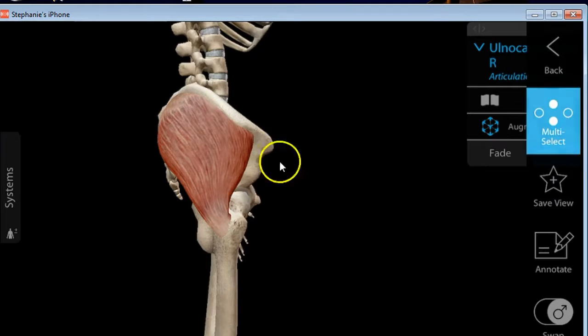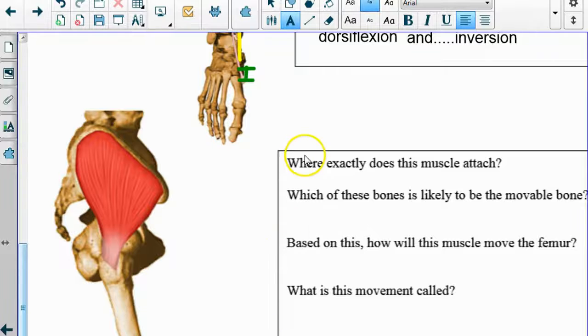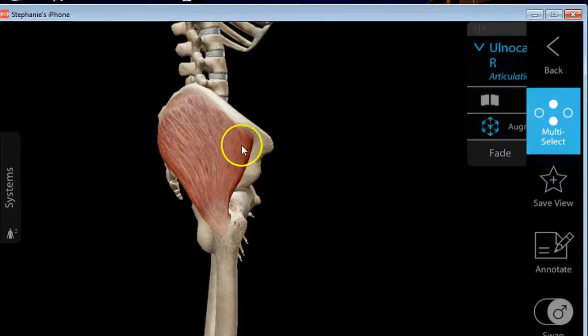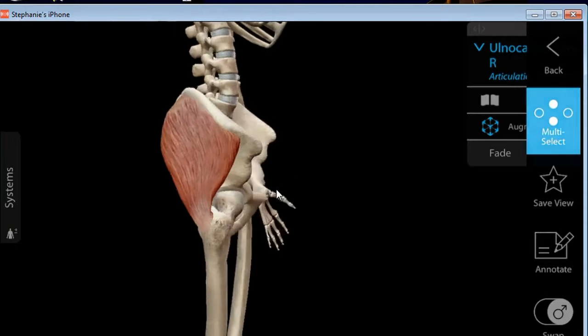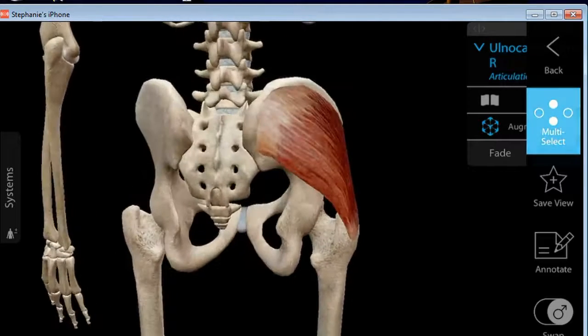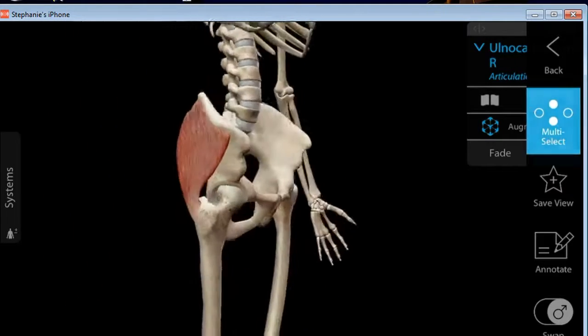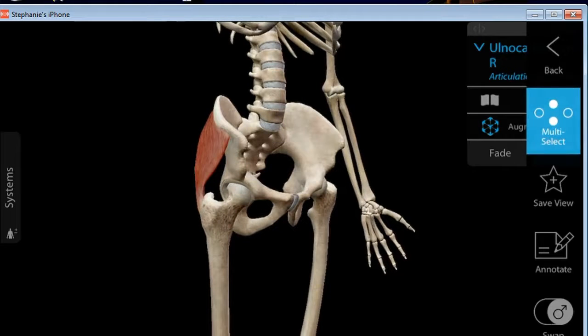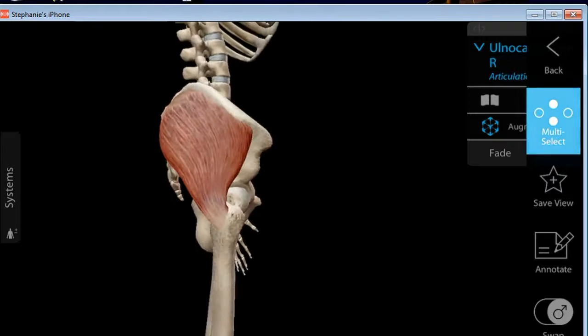Okay, so this is the anterior side of the pelvis, posterior side, obviously superior, inferior. So the questions are, where exactly does this muscle attach? Which of these bones is likely to be a movable bone? And based on this, how will the femur move? Haha, there's an answer already. So, where does this attach? We can see on the upper end that it's attaching to the ilium all along the iliac crest. And we can see on the lower end it's attaching to the greater trochanter of the femur. So I'm going to write in on our notes iliac crest and greater trochanter of the femur.